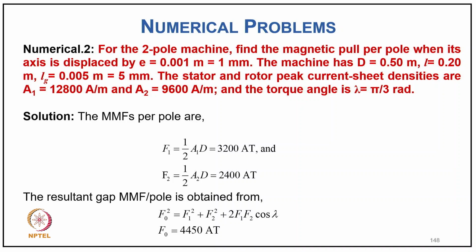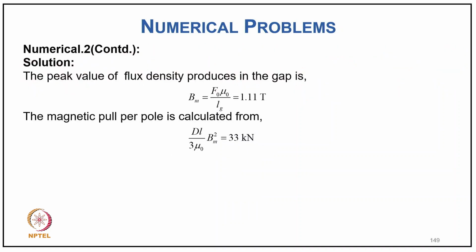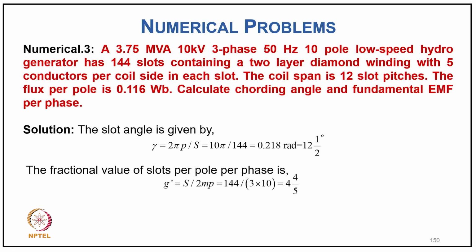So MMF per pole is F1 equal to half A1 D, that is 3200 ampere turns, and F2 equal to half A2 D, that is 2400 ampere turns. So the resultant MMF per pole is obtained as F0 equal to the square root of F1 square plus F2 square plus 2 F1 F2 cos delta, that is F0 equal to 445080. The peak value of flux density produced in the air gap is Bm equal to F0 mu0 upon Lg, that is 1.11 Tesla, and the magnetic pull per pole is calculated as D L Bm square by 3 mu0, that is 33 kilonewton.